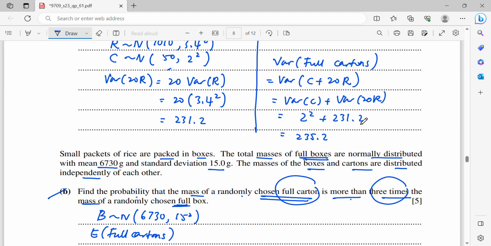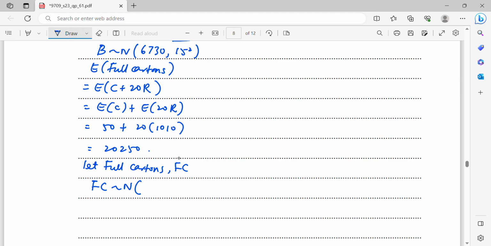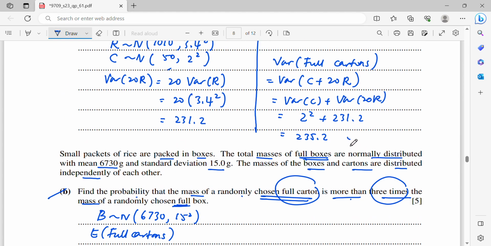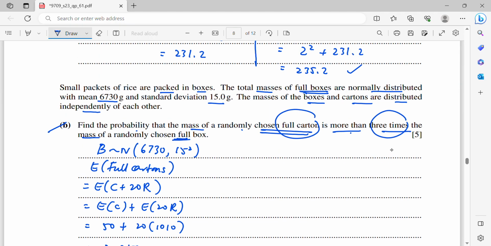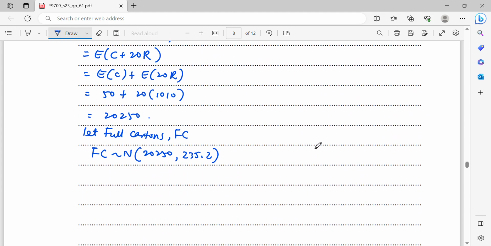So now my FC will be normally distributed. The mean that we have found from previous is 20250. And then the variance that we have found from previous question, 235.2. Okay, and then now we need to get the probability of full carton is more than 3 times of the boxes. So which means now we need to get P(FC - 3B > 0).